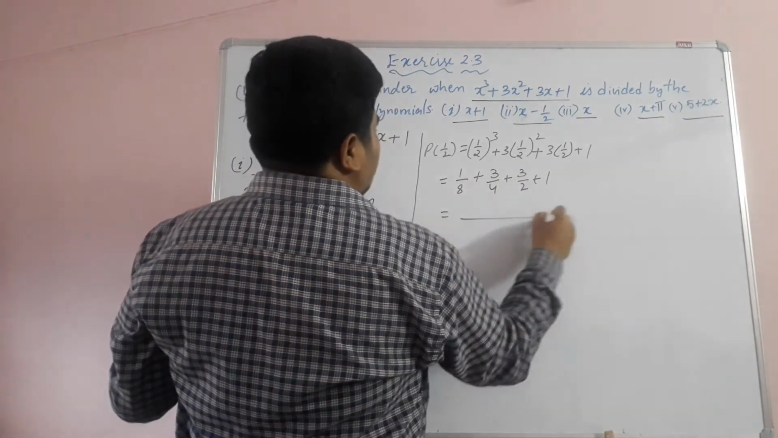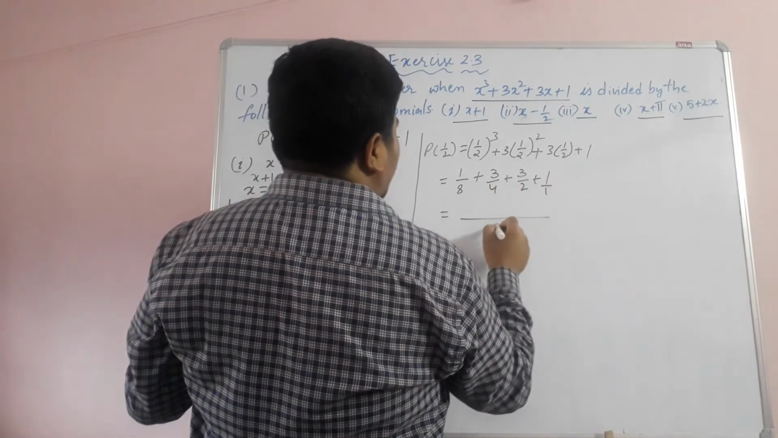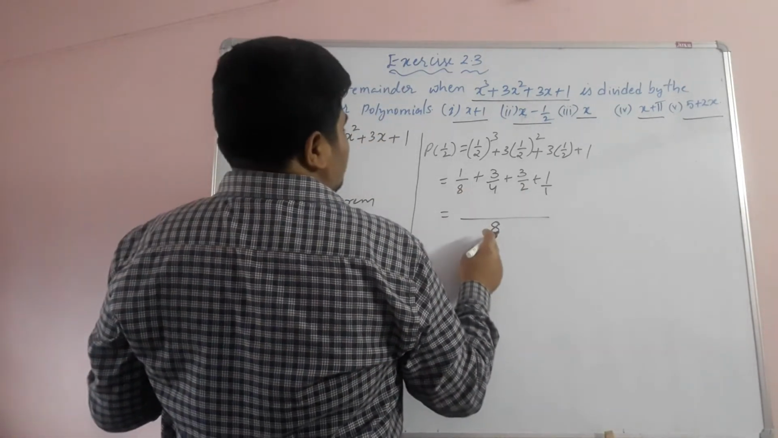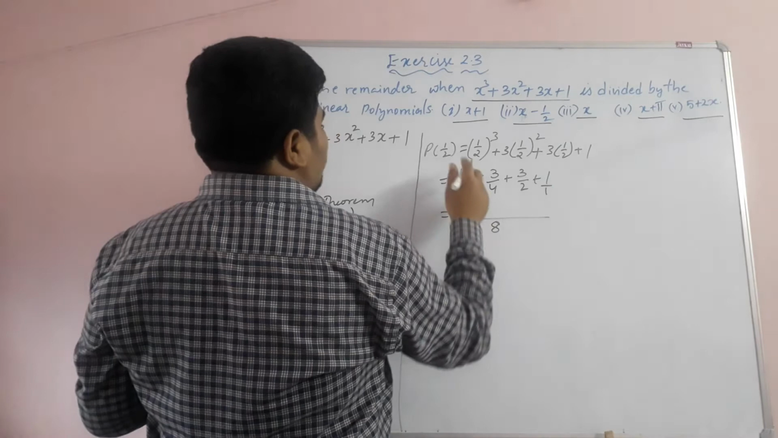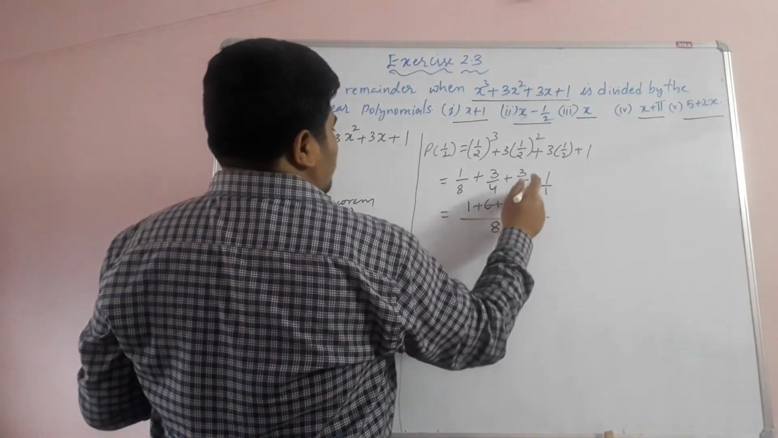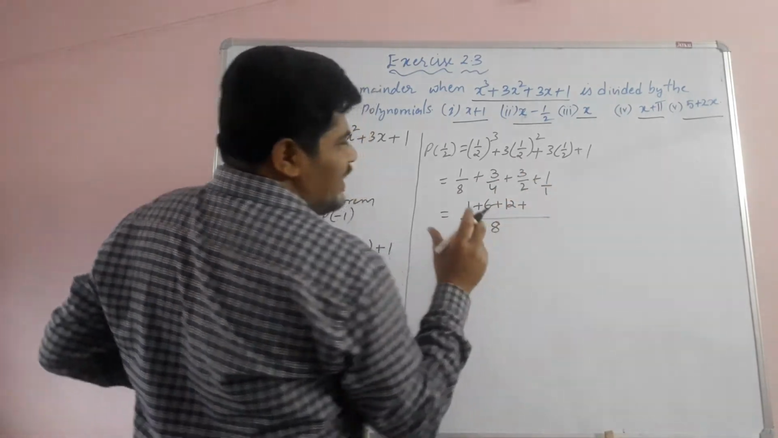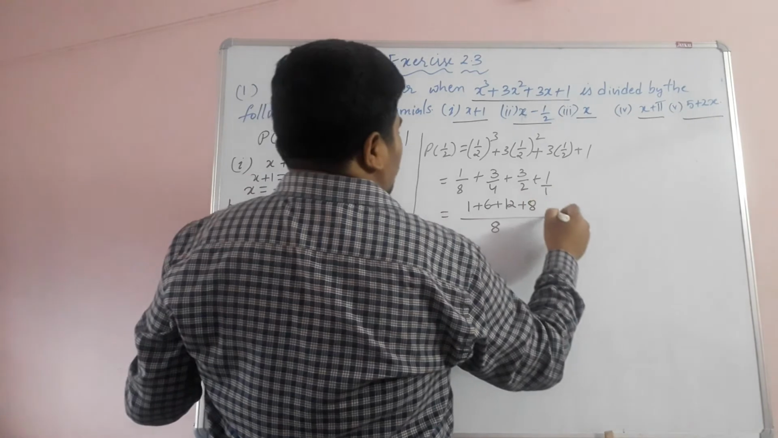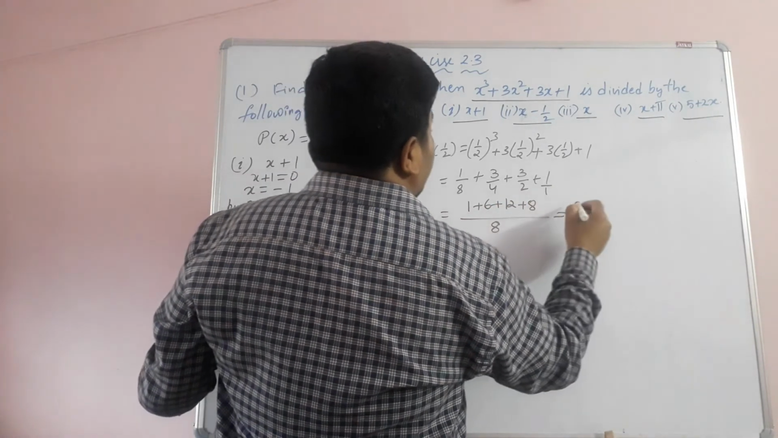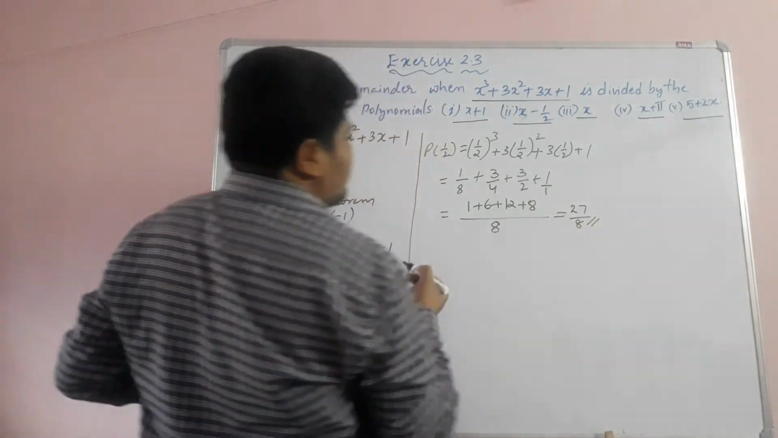So children, you take the LCM of 8, 4, 2, 1. What is the LCM of 8, 4, 2, 1? 8 only. Okay, so now 8 ones are 8, that is 1 into 1, 1. Plus 4 twos are 8, that 2 into 3 is 6. 2 fours are 8, that 4 into 3 is 12. Plus 1 eight is 8, that 8 into 1 is 8. So what is the remainder? 1 plus 6, 7. 7 plus 12, 19. 19 plus 8 is 27. 27 by 8 is the remainder.